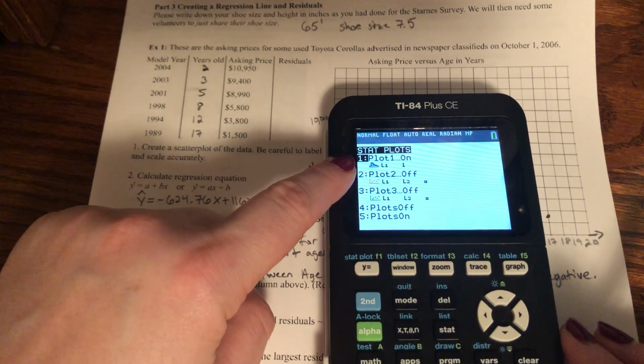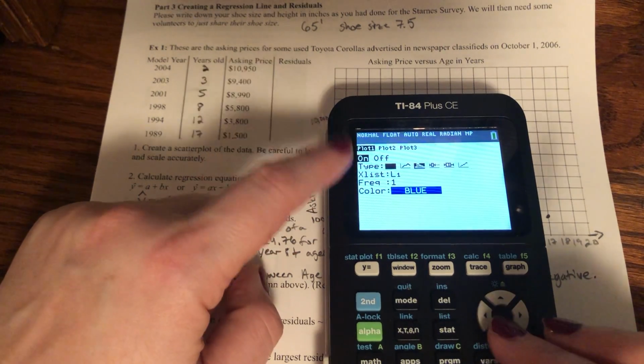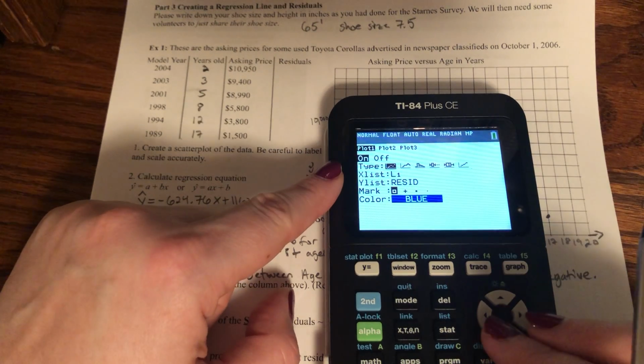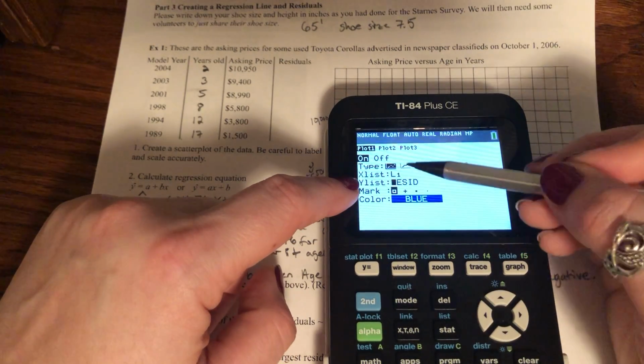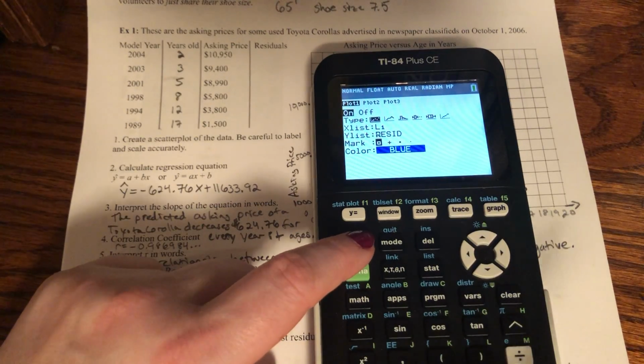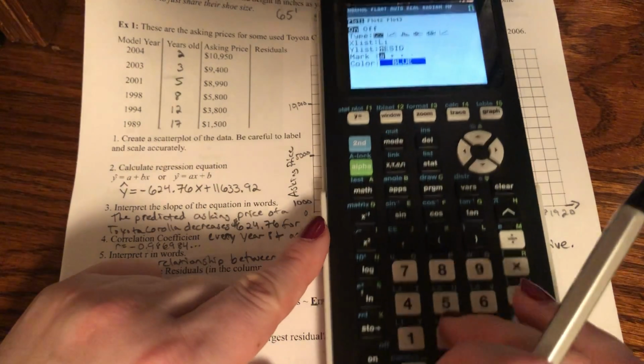I'm going to hit enter so that I can adjust the type of graph. And I want the scatter plot, so that very first type. And I want to have my x list be my list 1. I'm going to make my y list be list 2. So second and then 2.